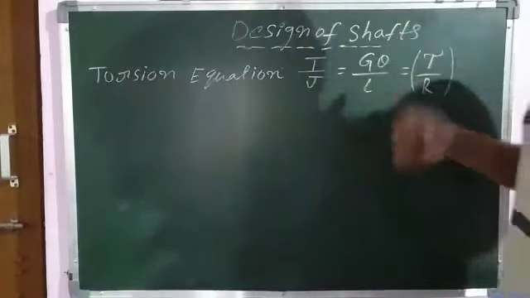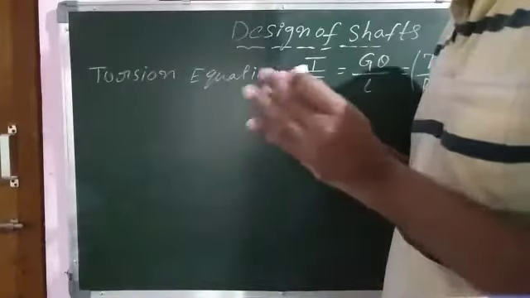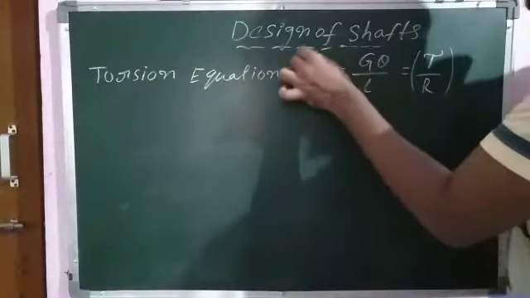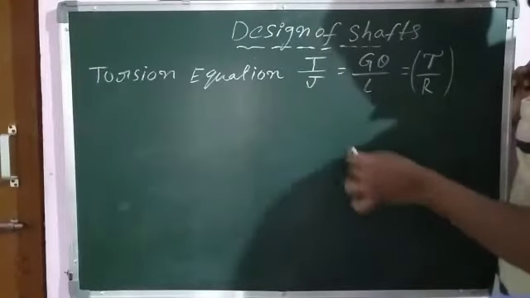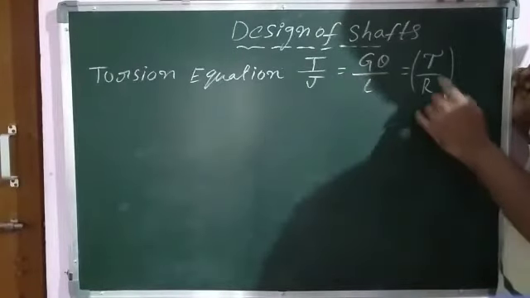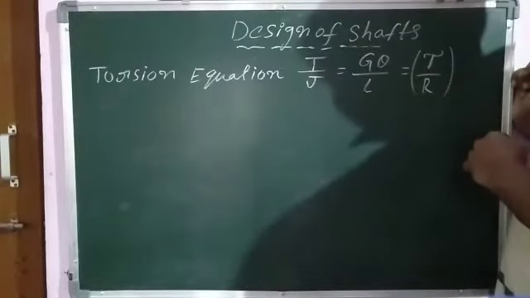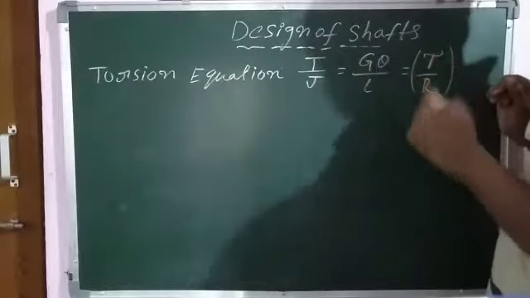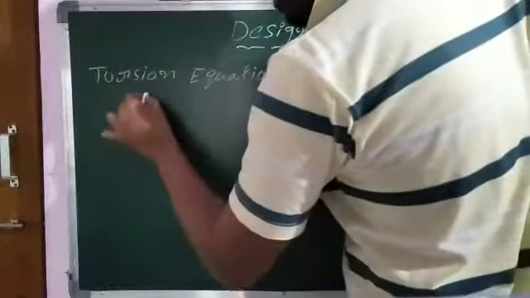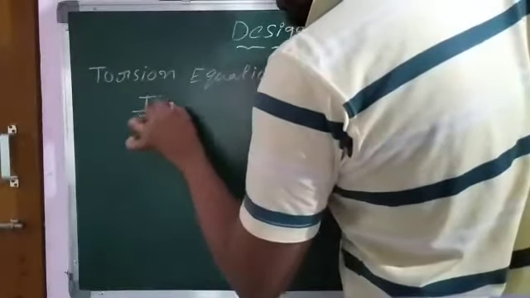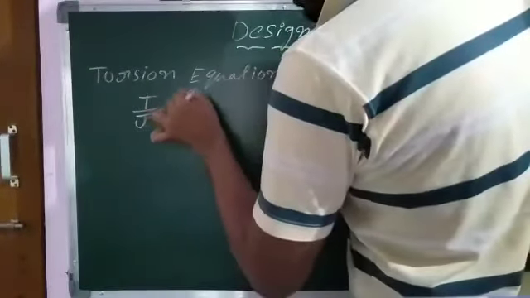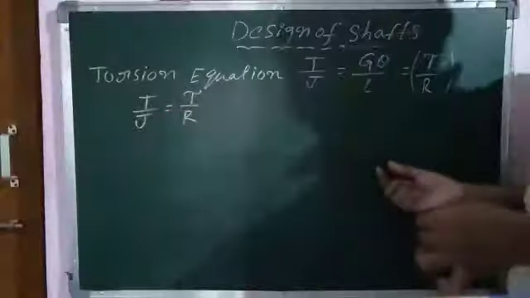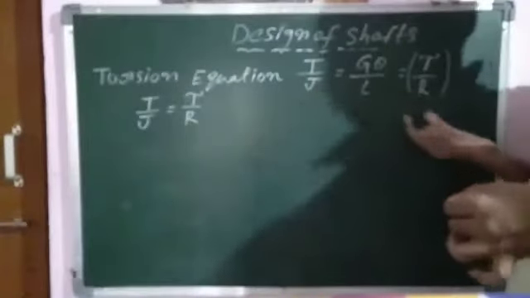Now let us derive the relation. Here T represents torque and tau means shear stress. So let us derive the relation between torque and shear stress. T by J is equal to tau by R. Let us consider these two terms, T by J and tau by R.